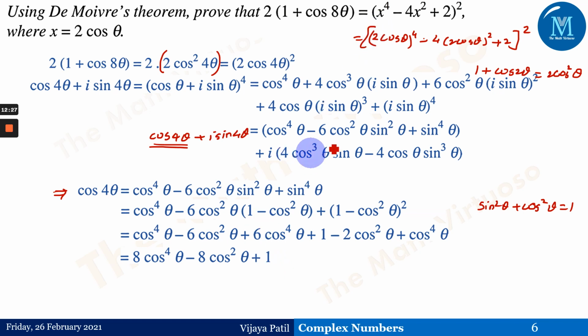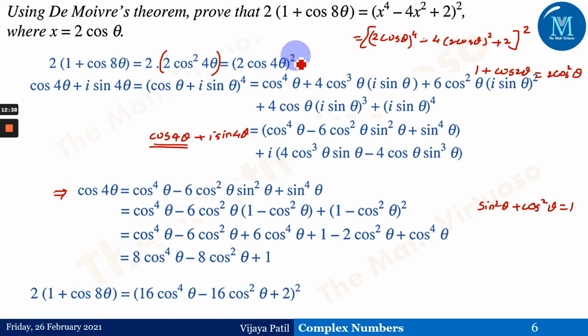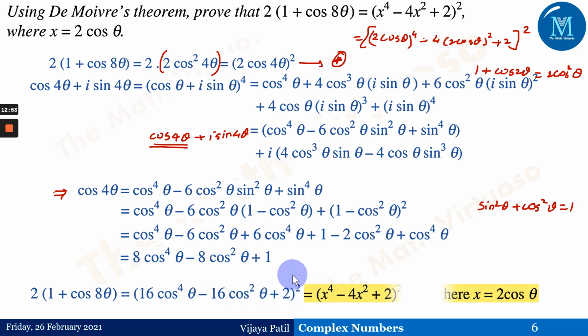So if you observe here, it is almost similar. This is 2 times (1 plus cos of 4 theta), which is 2 times cos square 4 theta, but we have got just cos of 4 theta. We have to put this value in equation star: cos of 4 theta, which gives (16 cos to the power 4 theta minus 16 cos square theta plus 2), the whole square. That is the same as (x to the power 4 minus 4x square plus 2), the whole square, where x is 2 times cos of theta. So what I have explained here, the same thing we have got in the last step.